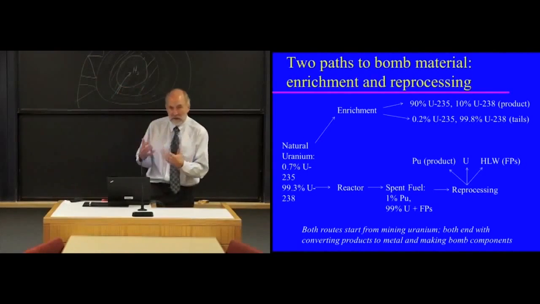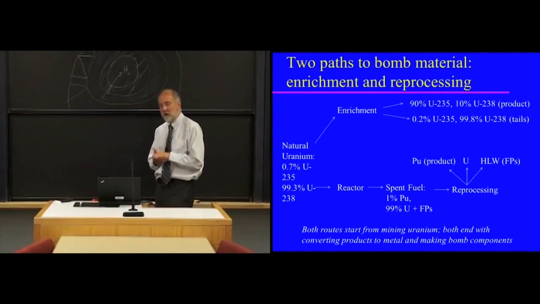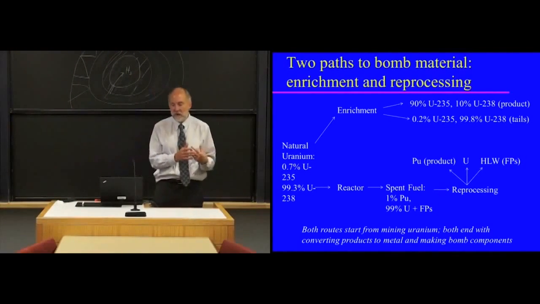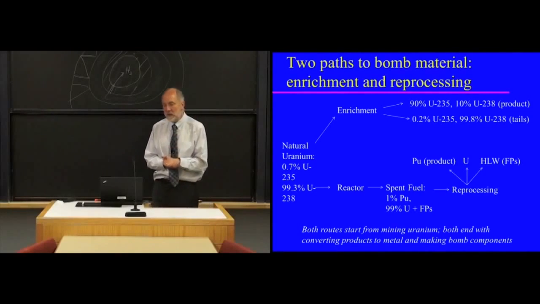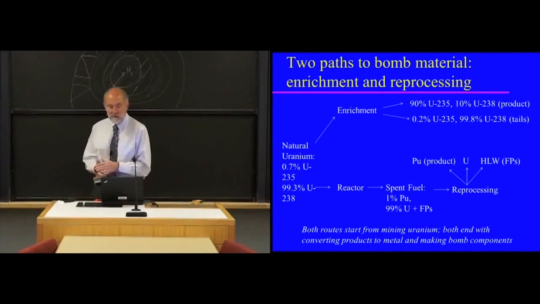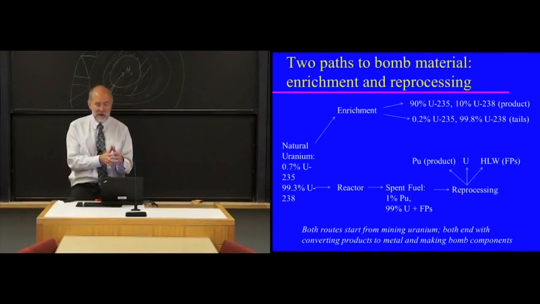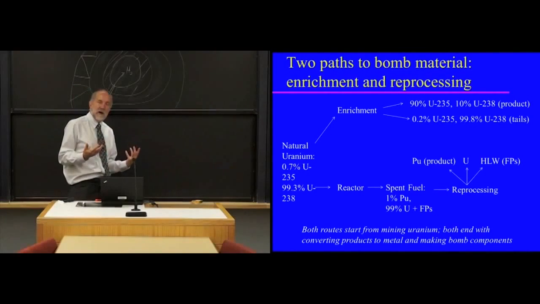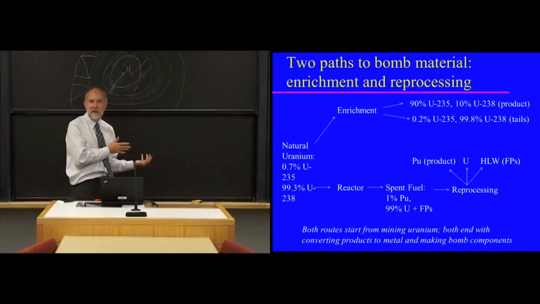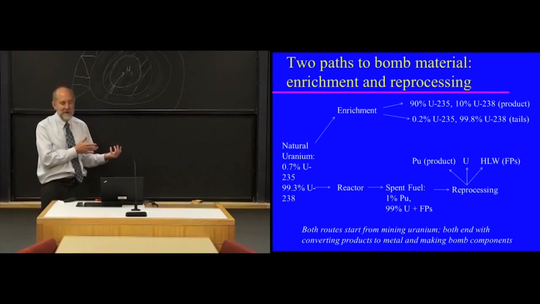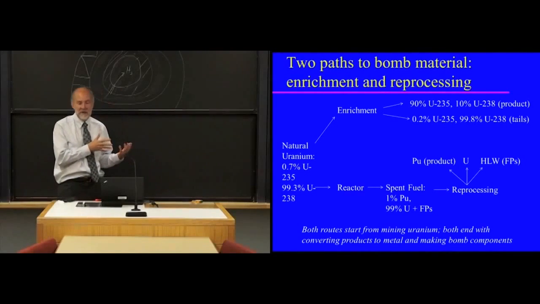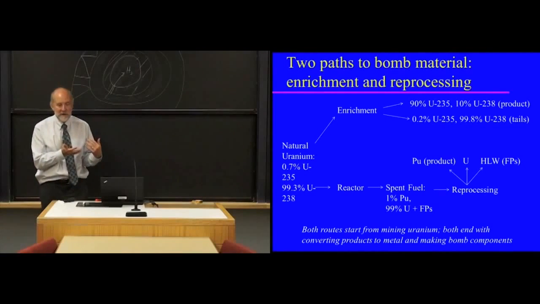All right, so this is just another version of these two paths to the bomb. They both start with natural uranium. You've got to dig it up out of the ground, mill it, and get it ready. Okay? On one path, on the uranium path, you send that to an enrichment plant. And you might end up with your product, if you're making bomb material, being something like 90% uranium-235, as opposed to 0.7% that you started with, and 10% still uranium-238.